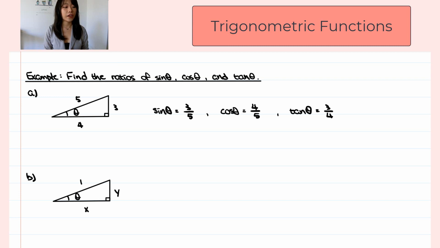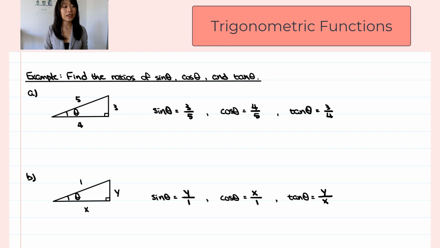How about the second triangle? The opposite side is y, the adjacent is x, and the hypotenuse is 1. So, sine theta, it would be opposite divided by hypotenuse. And cosine theta, it would be x, the adjacent, divided by the hypotenuse, 1. And the last one, tangent theta, it would be opposite, which is y, divided by the adjacent x.